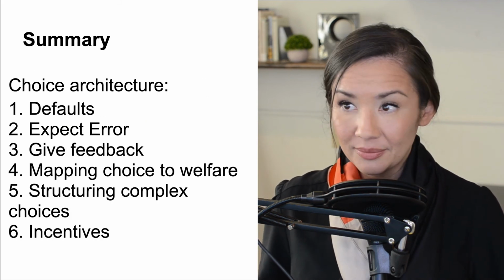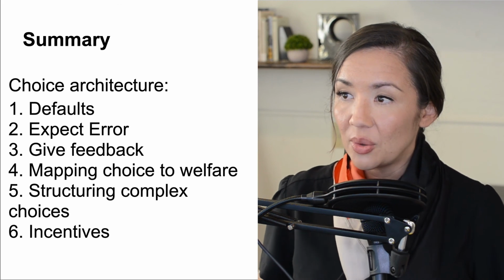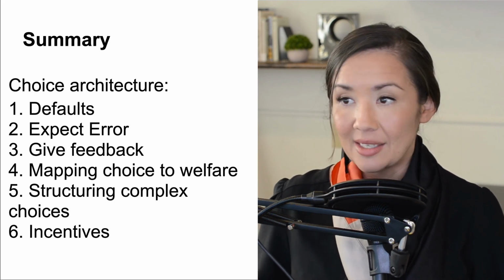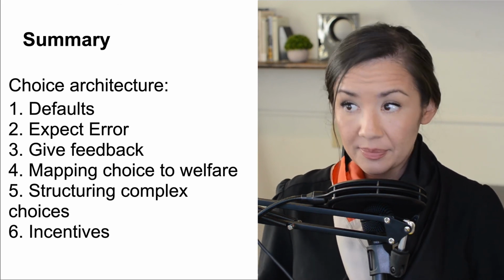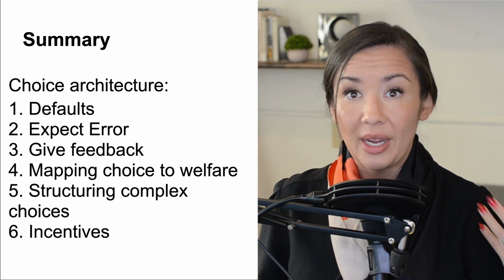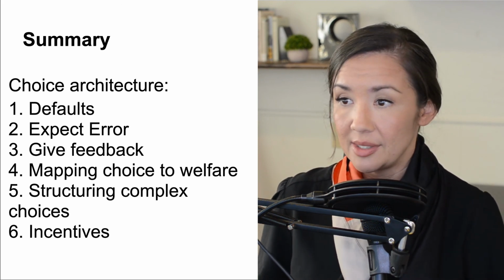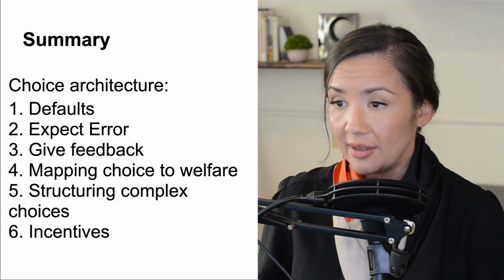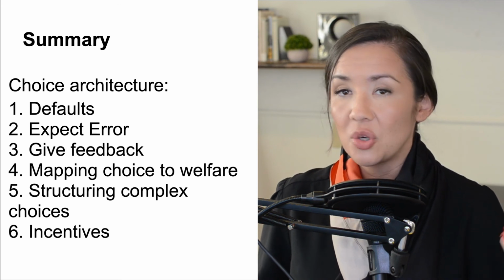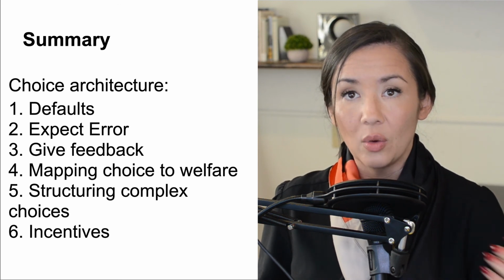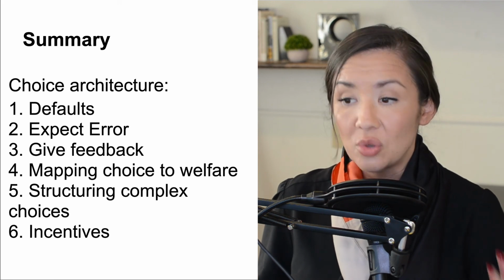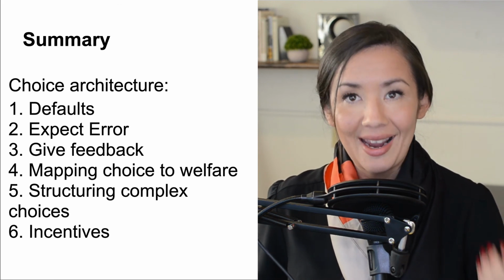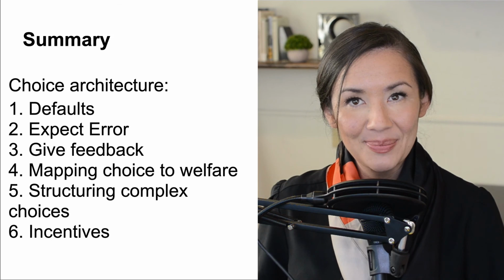Okay, summary here. A good choice architecture system has 6 components. It has defaults. It expects people to err and allows people to err in a reasonable way. It provides feedback. It gives mapping of choices to welfare or what people desire. It structures those complex choices, and it provides incentives.